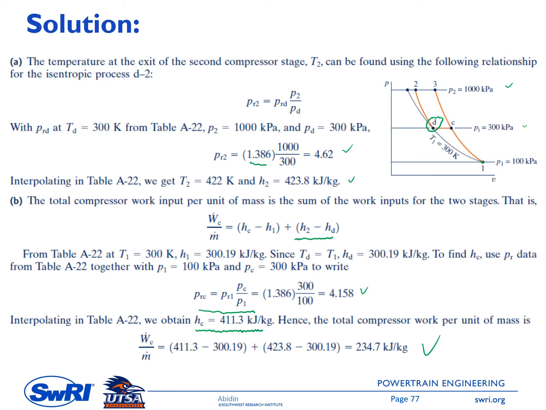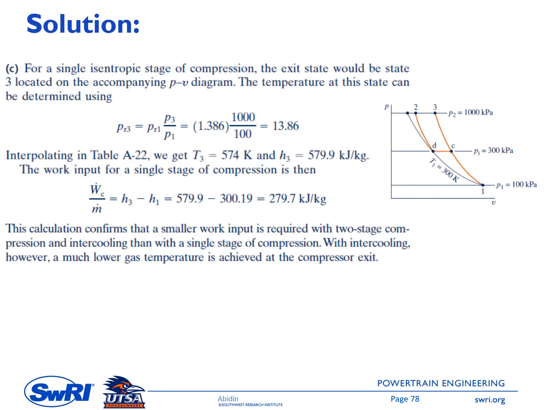Next, we need to compare this value in case we only have one stage compressor. So it will be for sure higher than 234.7 kilojoule per kilogram. And in this case, you need to get the enthalpy at state 3 here. So you use a correlation of the pressure ratio to the PR ratio to get PR3. So P3 over P1 is 10, and PR1 is 1.387. So you will get PR3 is 13.86.